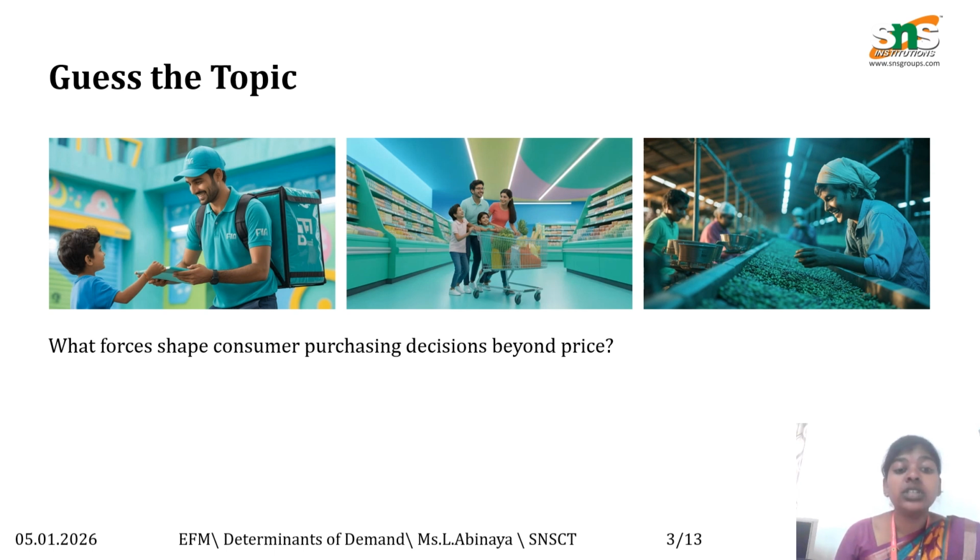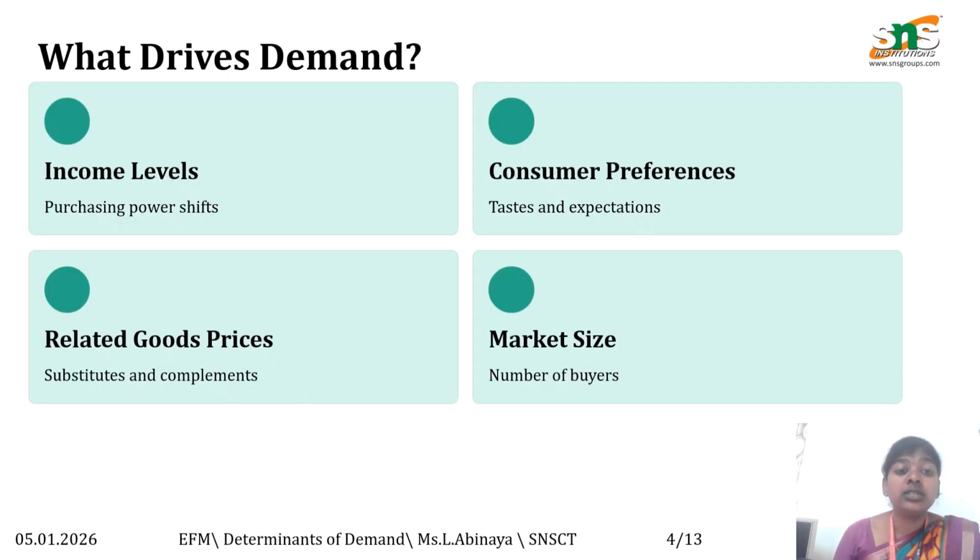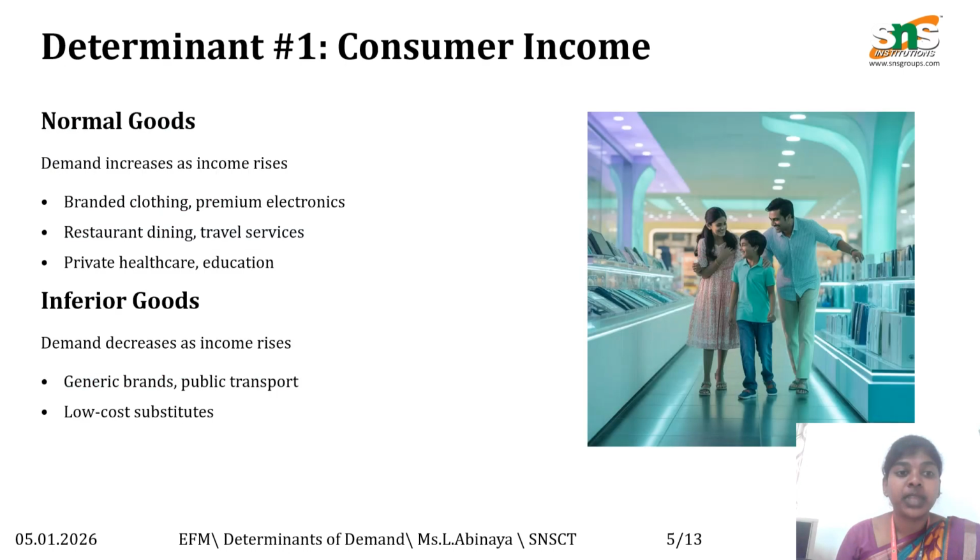What forces shape consumer purchasing decisions beyond price? First, what are the drivers of demand? Income levels, consumer preferences, related goods prices, and market size. In income levels, purchasing power shifts. In consumer preferences, taste and expectations. In related goods prices, substitutes and complements. And in market size, the number of buyers.